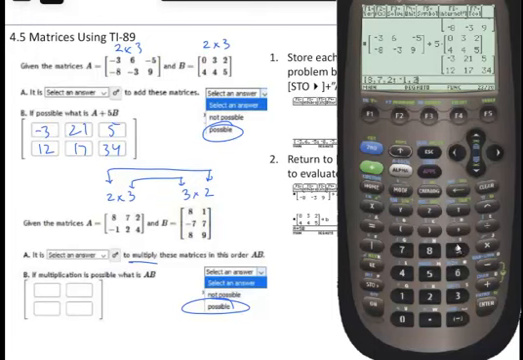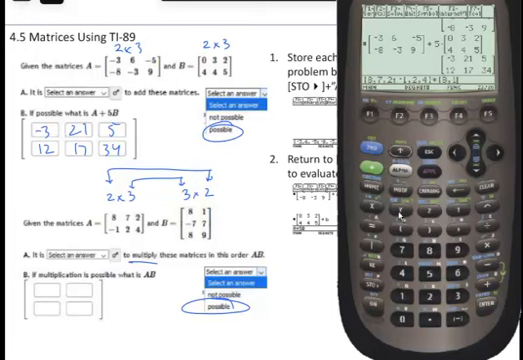-1 to 4. Close that bracket off. So here's our first matrix, and we are multiplying this by the second matrix. Now we could have also stored these as A and B and then multiplied.